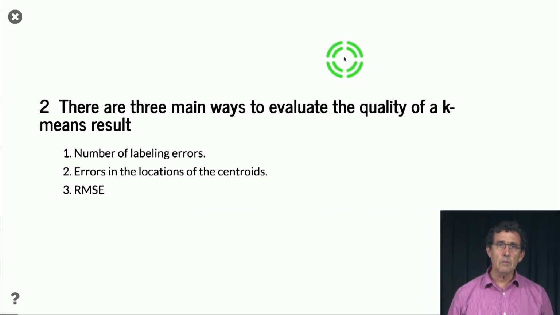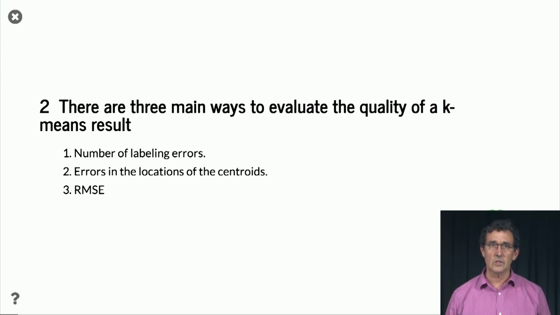So there are three main ways to evaluate the quality of a k-means result. Okay, so how do we say if the result is good? One of them is to count the number of labeling errors. The second is to see the errors in the location of the centroids. And the final one, which we'll see is actually the main one, is to measure the root mean squared error.